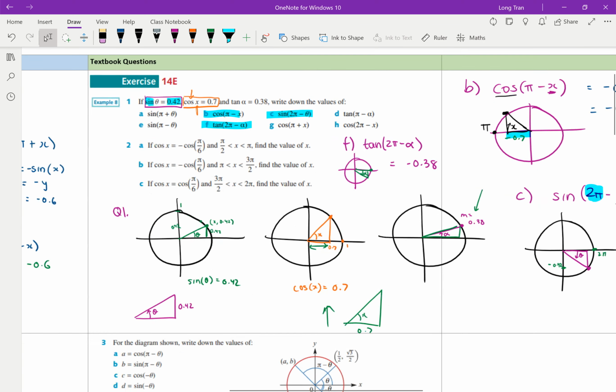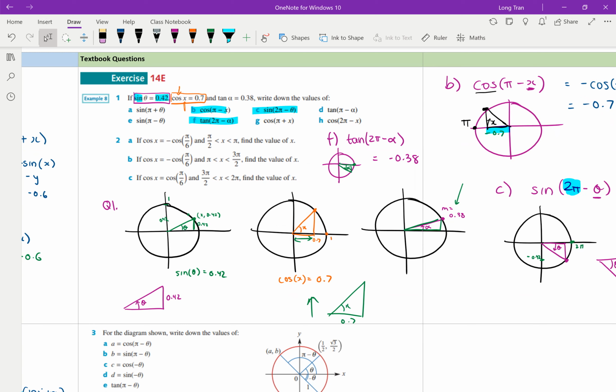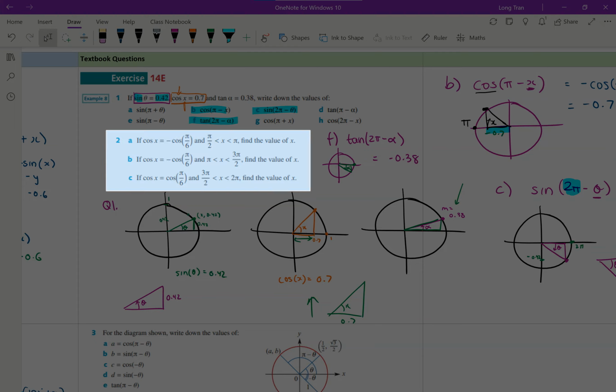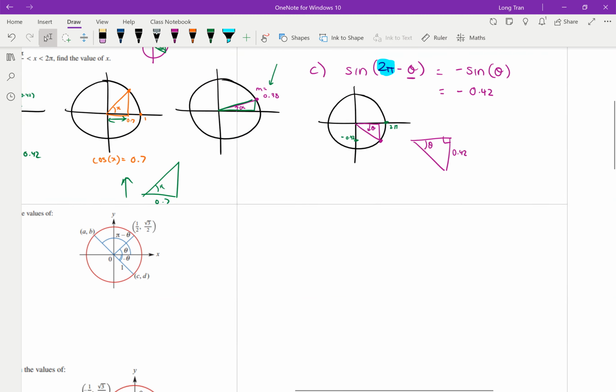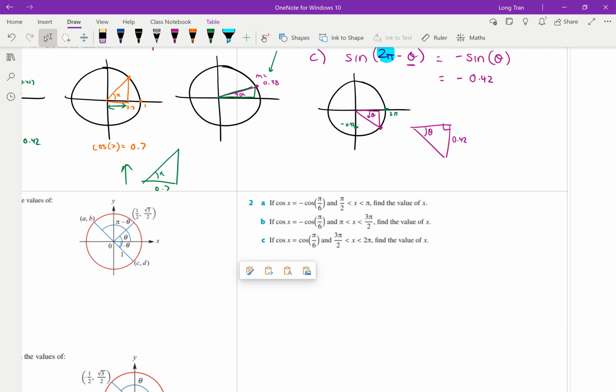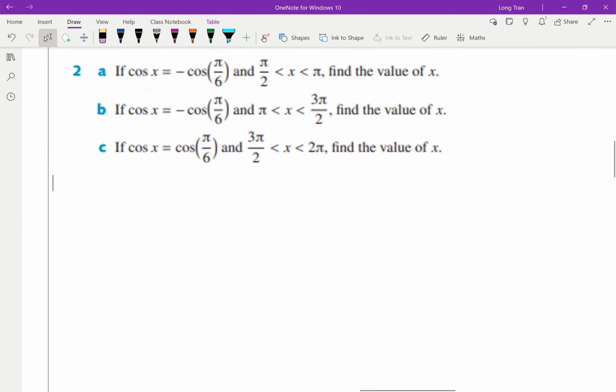Let's have a look at question 2. Okay, so I'm going to take question 2 and we're going to try this one over here as well. Question 2 looks scary, but it's not. It's the same thing again. They're telling you that cos of an x angle, okay, so we don't know what x is, but we know it's equal to negative cos of pi on 6. Whatever cos of pi on 6 is, the negative of that, we don't know what the answer is, okay?